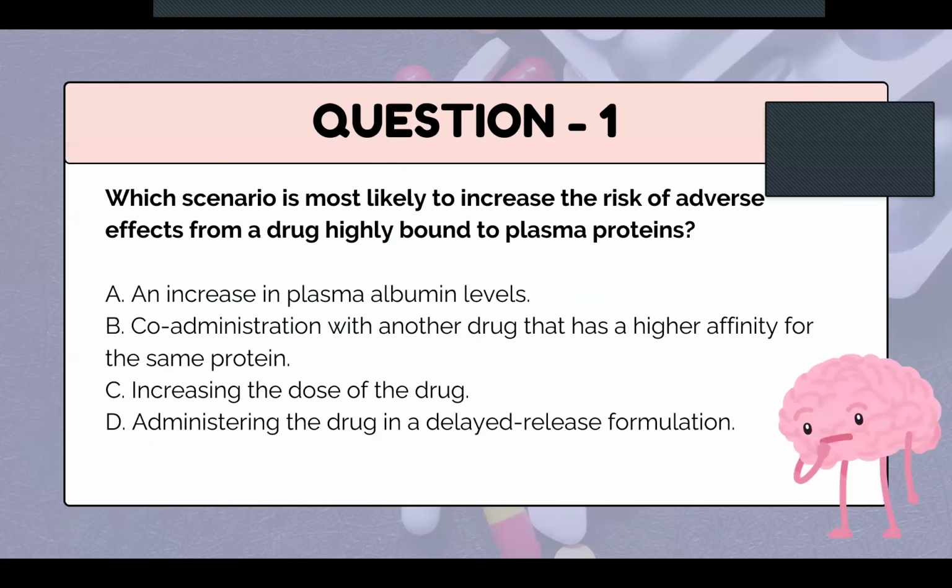Let's begin with something simple. So the first question, which scenario is most likely to increase the risk of adverse effects from a drug highly bound to plasma proteins? And the options are an increase in plasma albumin levels, co-administration with another drug that has higher affinity for the same protein, increasing the dose of the drug, or administering the drug in a delayed release formulation.